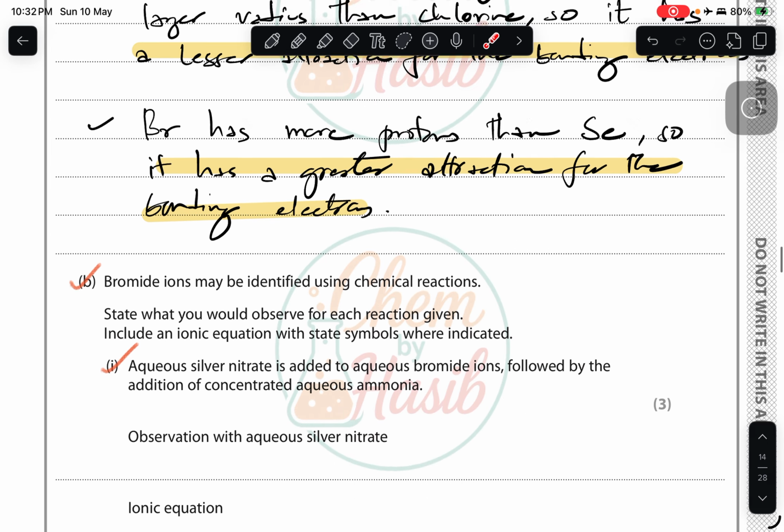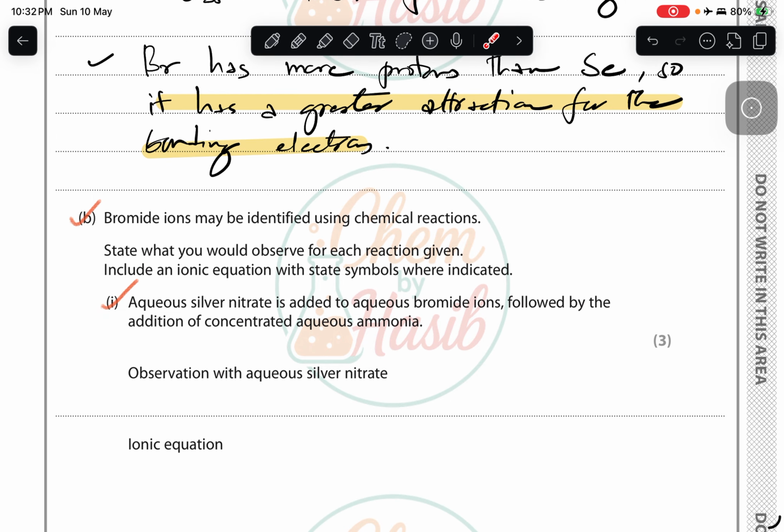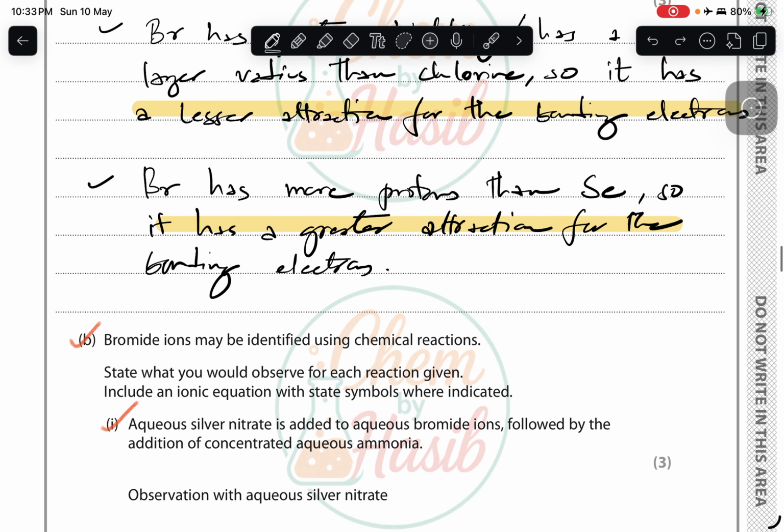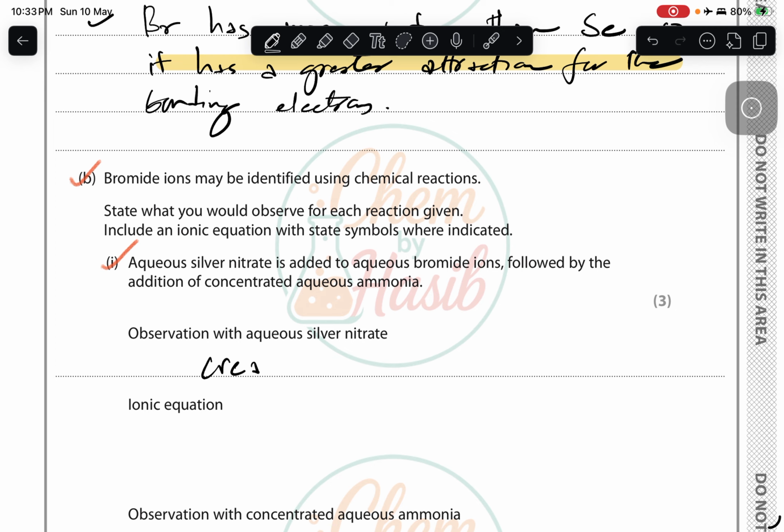Then we move to question number B1. B1 says observation with silver nitrate. With silver nitrate, the bromide ion will give you a cream colored precipitate. So we write cream, or you also write pale yellow precipitate. You can write off-white. All of these are correct. You can't write yellow. Yellow will always be rejected.